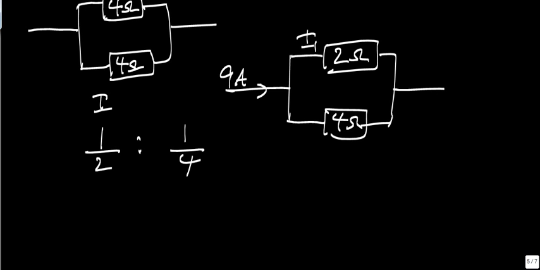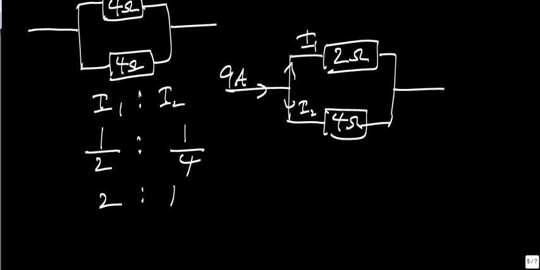Let's say this is I1 and its ratio is I2. Let's say this is I2. So the current will be distributed in inverse ratio. How does it work? If you multiply both sides by 4, you will get 2 is to 1. This is the ratio in which current will be distributed.